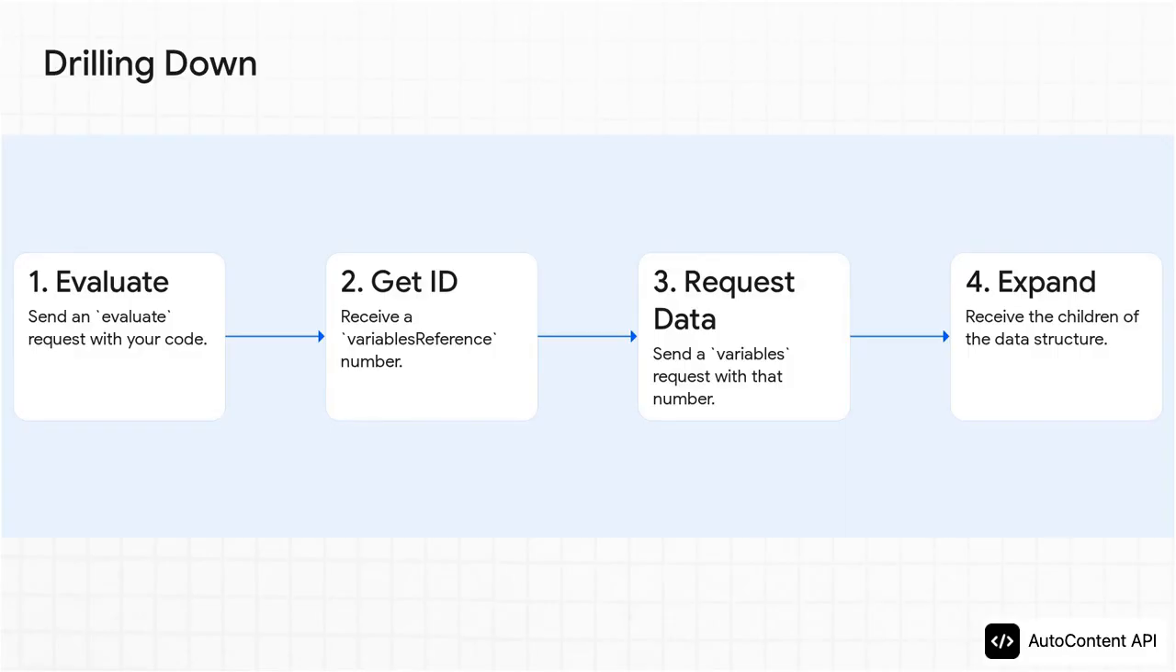First, you send your evaluate request and you get back that variablesReference ticket. Then you cash in that ticket with a new variables request to see what's inside. And the best part? The stuff inside can have its own tickets, letting you drill down into complex data, layer by layer, just like in a real debugger.